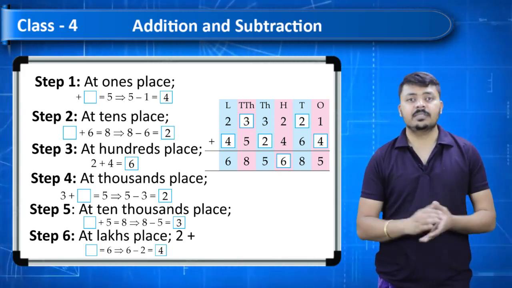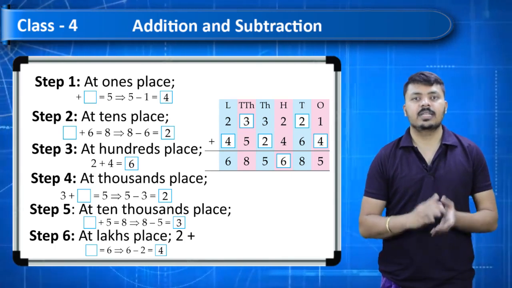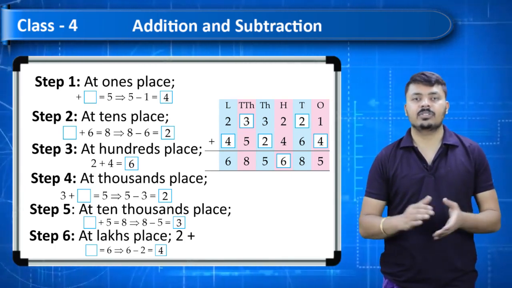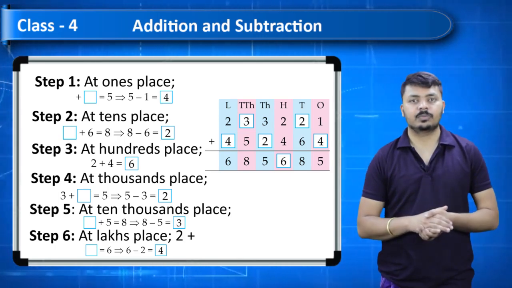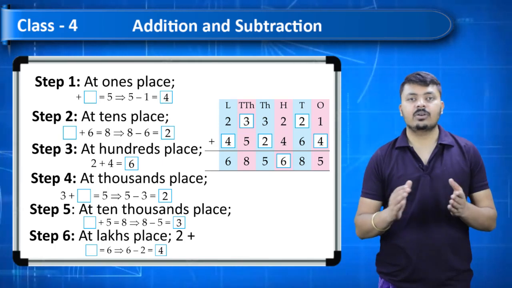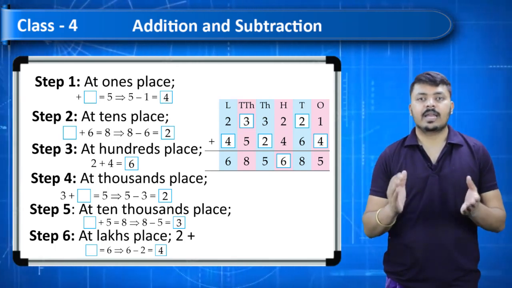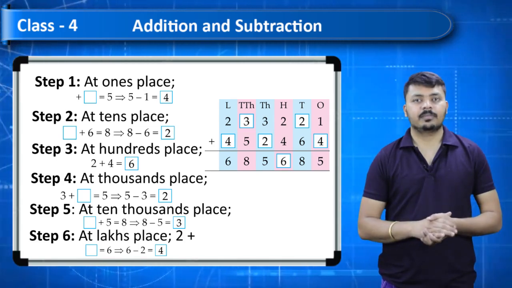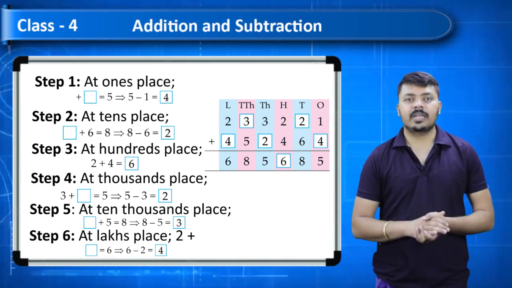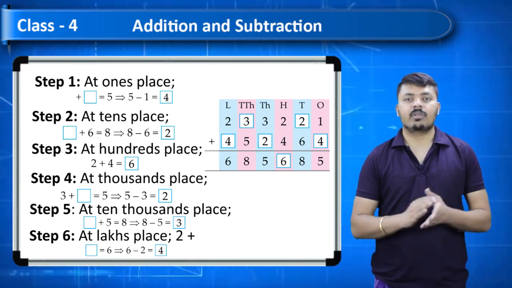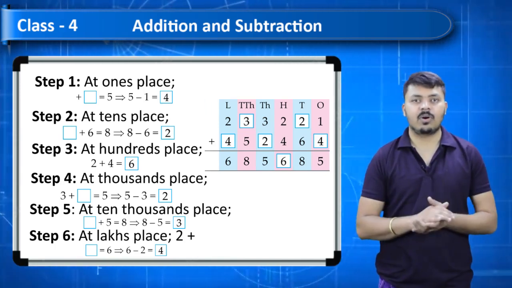Step 3. At 100's place, 2 plus 4 equals 6. Step 4. At 1000's place, 3 plus a number equals 5. That is 5 minus 3 equals 2. So that number is 2. Step 5. At 10,000's place, a number plus 5 equals 8. That is 8 minus 5 equals 3. So the number is 3. Step 6. At lakh's place, 2 plus a number equals 6. That is 6 minus 2 equals 4. The number is 4.